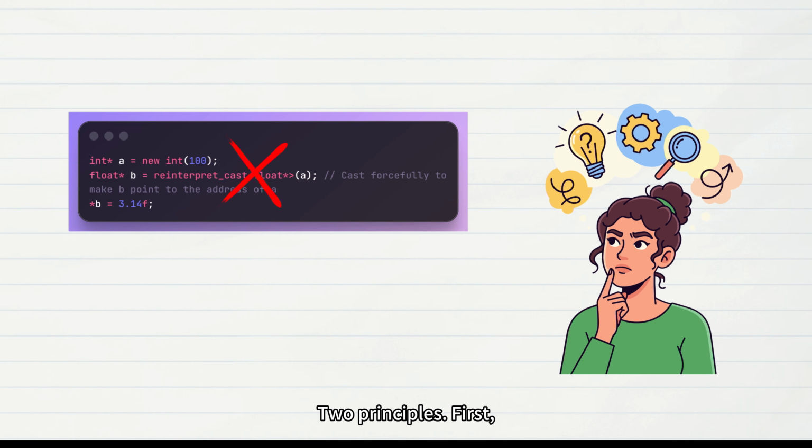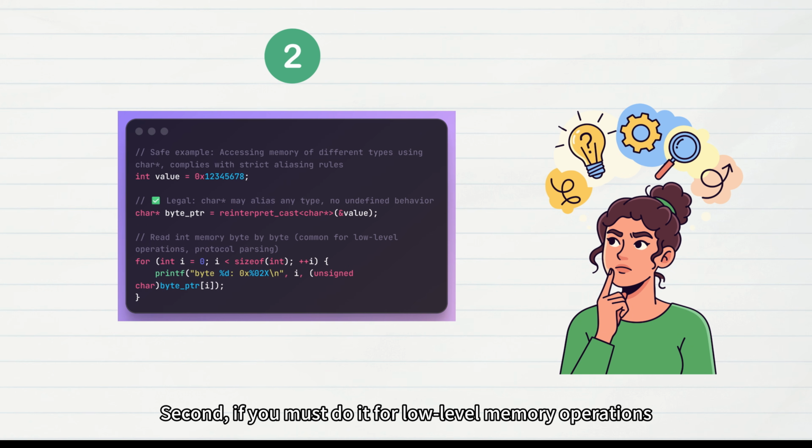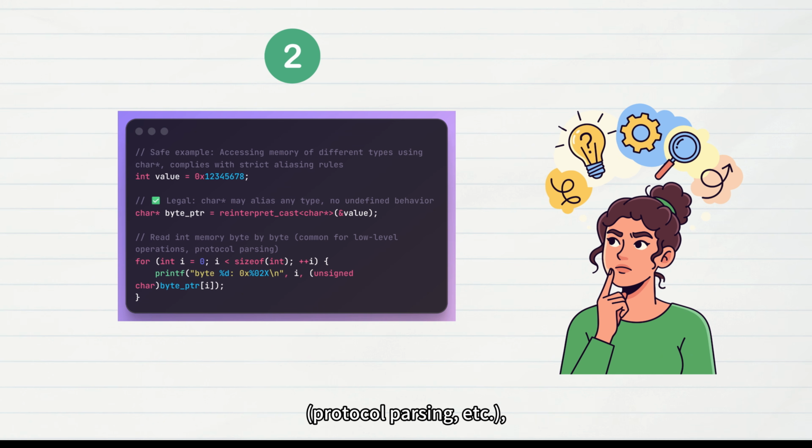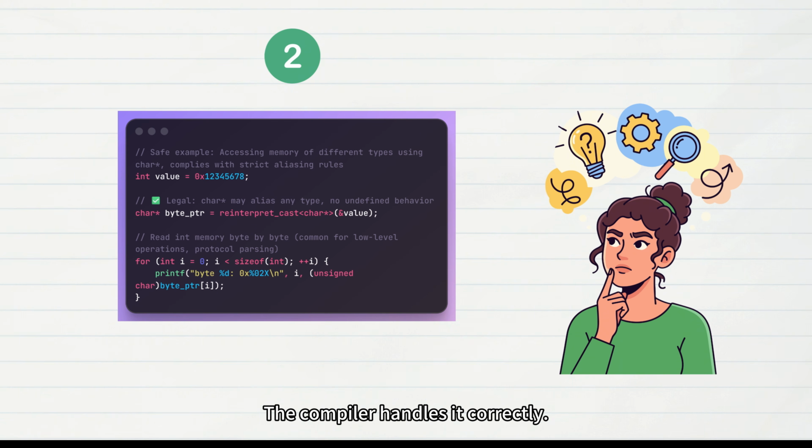Two principles. First, avoid having pointers of different types point to the same memory whenever possible. Second, if you must do it for low-level memory operations, protocol parsing, etc., use char pointer or unsigned char pointer, because the C++ standard explicitly states that pointers of type char pointer can alias with any type without violating the strict aliasing rule. The compiler handles it correctly.